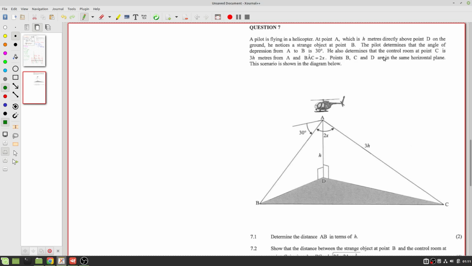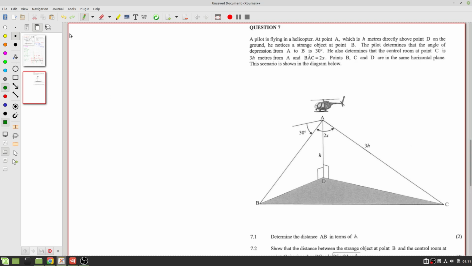He also determines that the control room at point C is 3h meters away, so this distance is 3h meters. And angle BAC is 2x, so BAC is 2x degrees. Now points B, C, and D are in the same horizontal plane, so all of them are on the ground. This scenario is sketched in the diagram, so we have all the information we need.